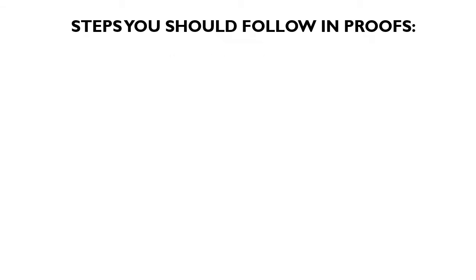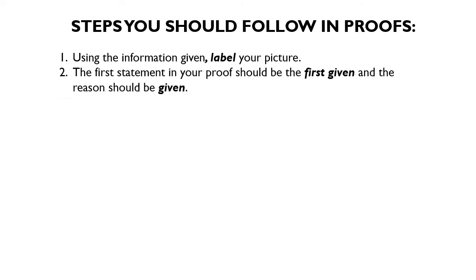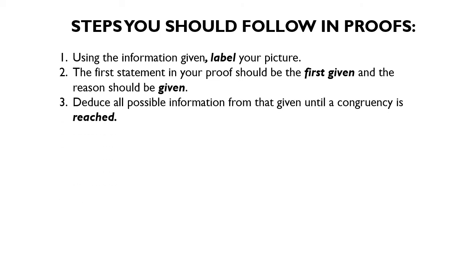Okay, these are the steps you should follow in proofs. Using the given information, label your picture. You have to mark your picture. Next, the first statement in your proof should be the first given, and the reason should be given. We will demonstrate the following steps later on. Deduce all possible information from that given until a congruency is reached. Continue with the next given and repeat step 3.